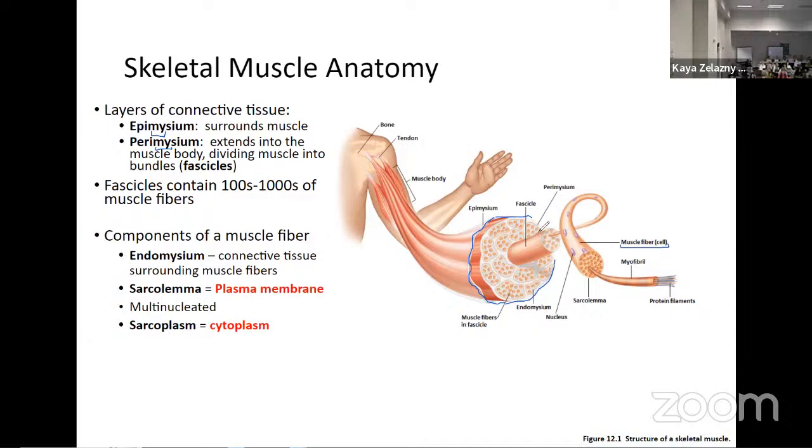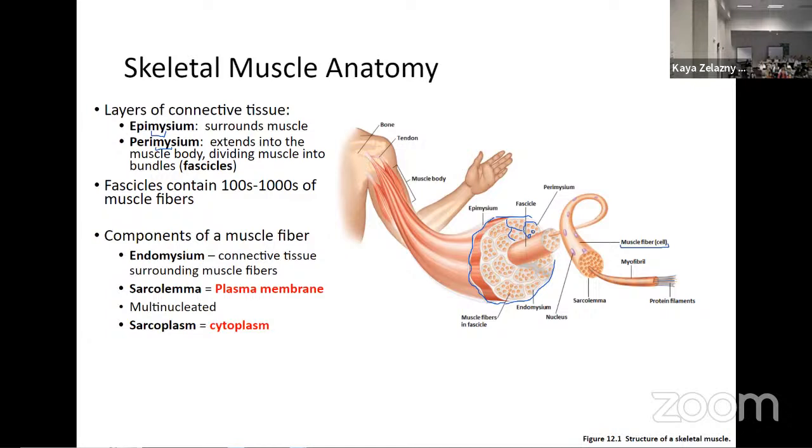Diving deeper, we're going to have the perimysium. So this extends into the muscle body, and this is going to separate out little bundles of muscle fibers called fascicles. So you can see that each of these muscle fascicles is actually made up of several different little muscle fibers. So we're grouping them together here with the perimysium. Okay? Each fascicle, unlike in this image, actually contains hundreds to thousands of muscle fibers.